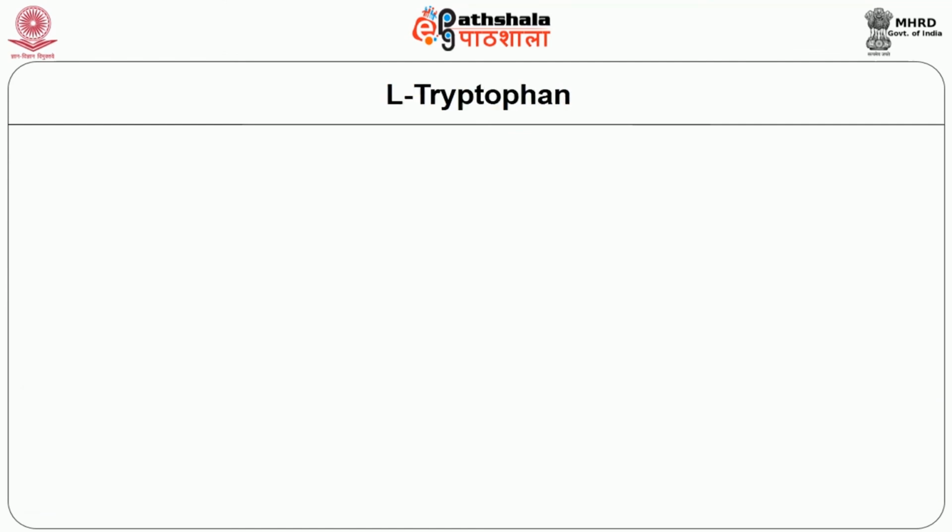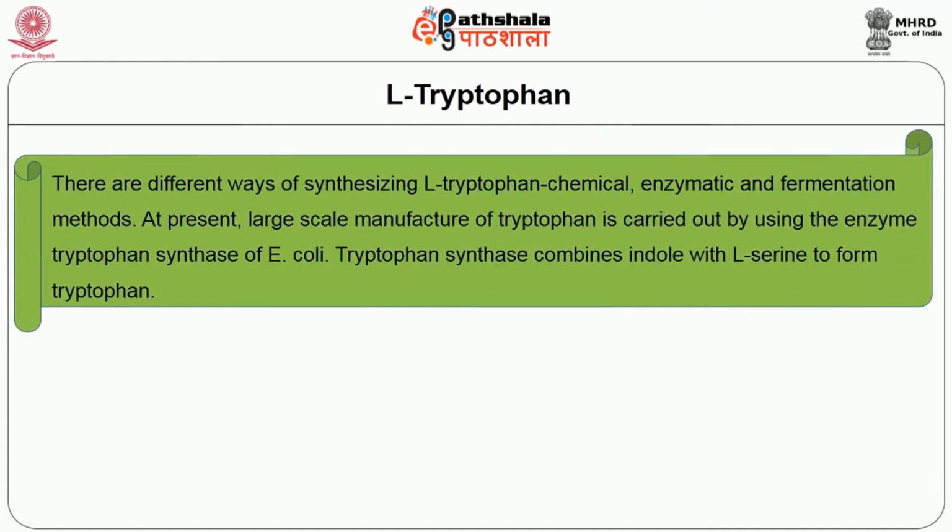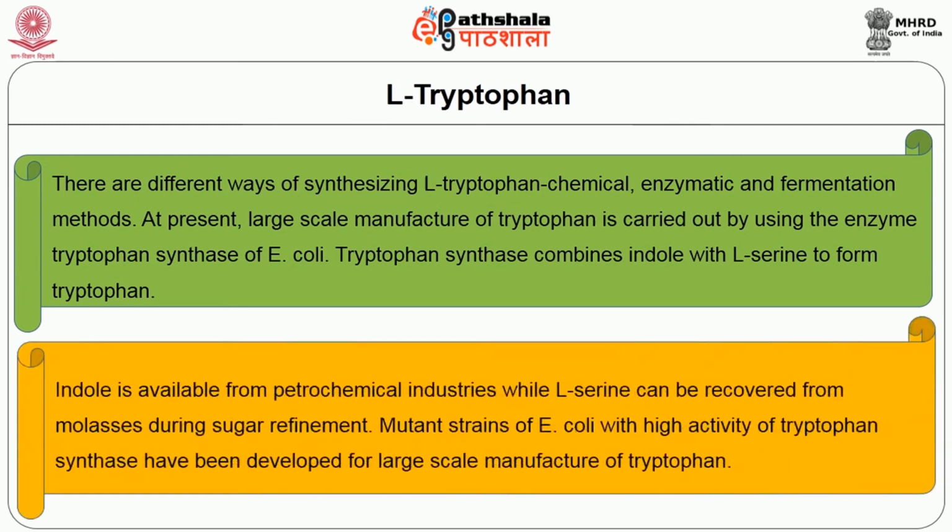Coming to tryptophan, there are different ways of synthesizing L-tryptophan: chemical, enzymatic and fermentation methods. At present, large-scale manufacture of tryptophan is carried out by using the enzyme tryptophan synthase of E. coli. Tryptophan synthase combines indole with L-serine to form tryptophan. Indole is available from petrochemical industries, while L-serine can be recovered from molasses during sugar refinement. Mutant strains of E. coli with high activity of tryptophan synthase have been developed for large-scale manufacture of tryptophan.